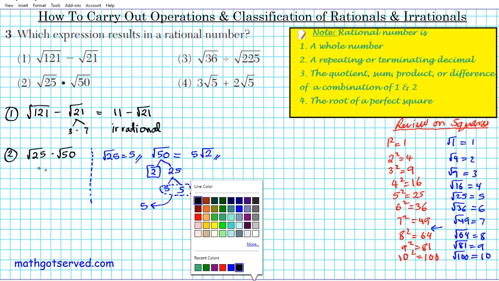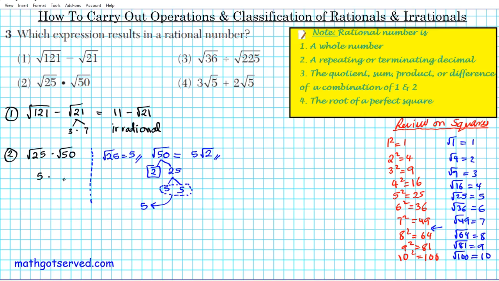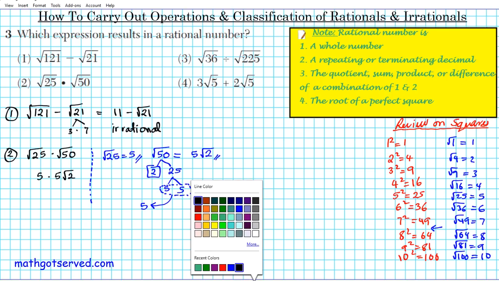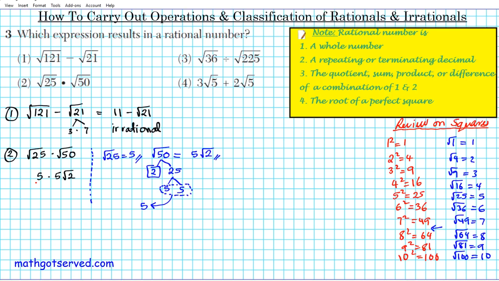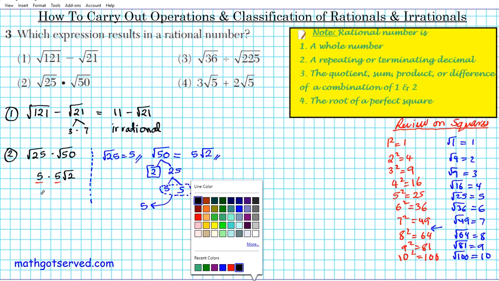So we have root 25 is 5, times root 50 is 5 root 2. Now to multiply these two numbers, you multiply radical with radical and integer with integer. In this case, we have two integers here. We're just going to multiply 5 and 5 together, and your answer will be 25 root 2.